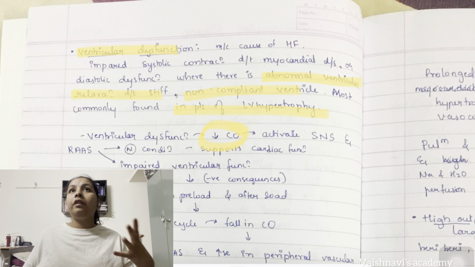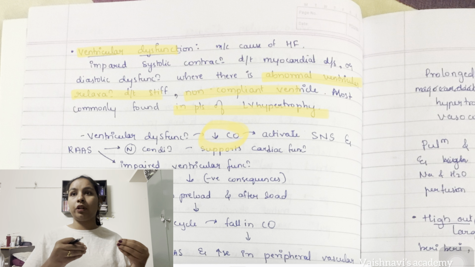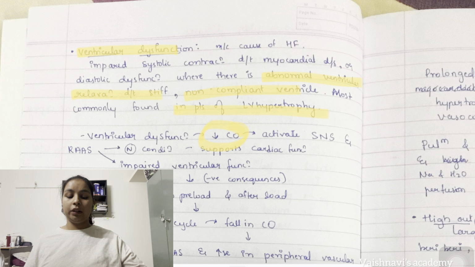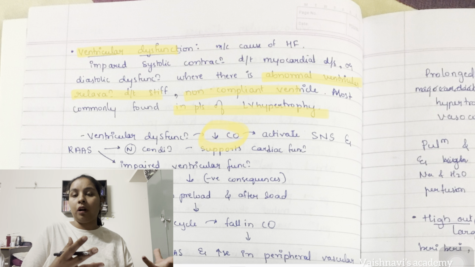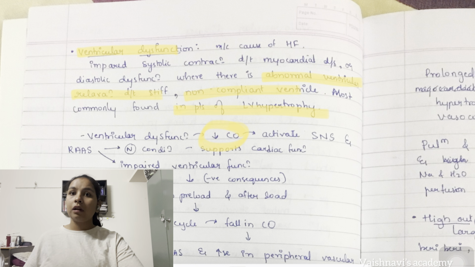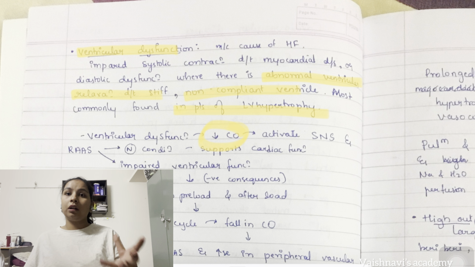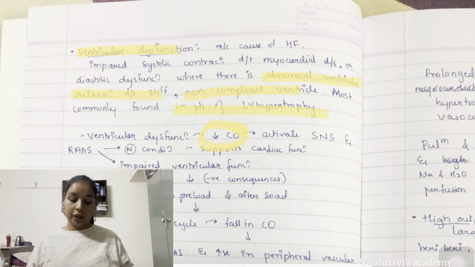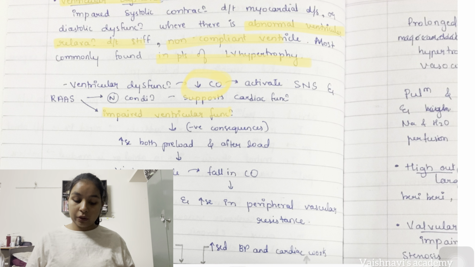So if the patient was normal and the heart was functioning normally, and cardiac output decreased, then the activation of these systems would actually have supported the cardiac function. But since we have a cardiomyopathy or similar condition, this leads to impaired ventricular functioning. Due to impaired ventricular functioning, there are negative consequences. What are the negative consequences?